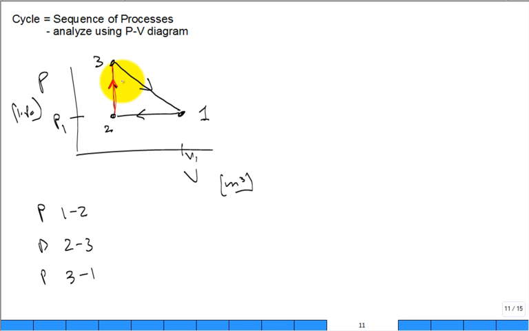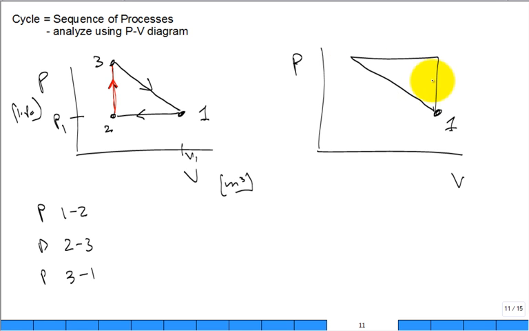Constant volume, pressure increase. What about 3 back to 1? What's happening? Is it expansion? It's expansion and the pressure drops during the expansion process. Let's say somebody else says, I have a different PV. Let's start at state 1, the same location. But let's go like this, then back again. So up to 2, then over to 3, then back again.